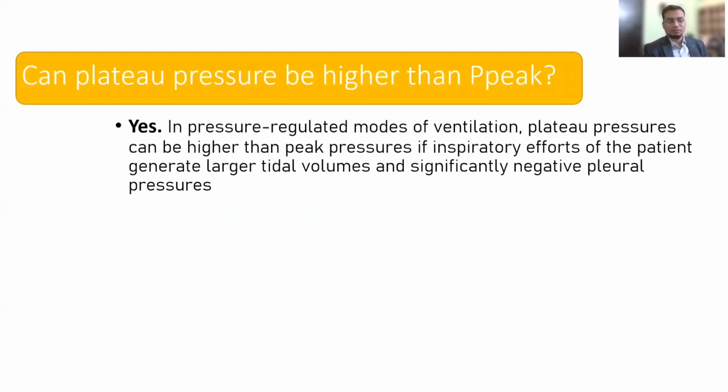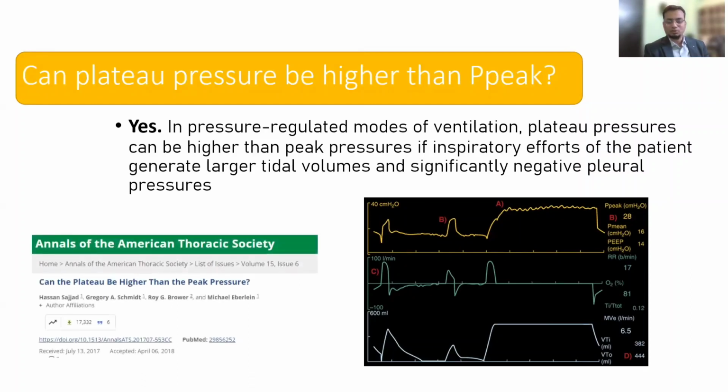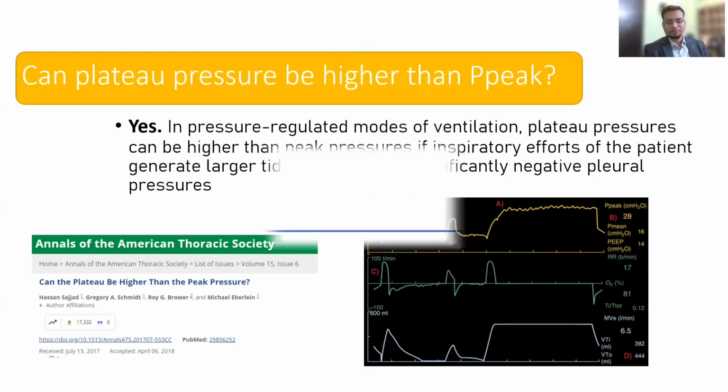In the pressure regulated mode of mechanical ventilation, plateau pressure can be higher than peak pressure if inspiratory effort of the patient generates large tidal volume at significantly negative pleural pressure. This is the case report which was published in Annals of the American Thoracic Society, where the patient generated high Pplat due to so much negative pleural pressure.